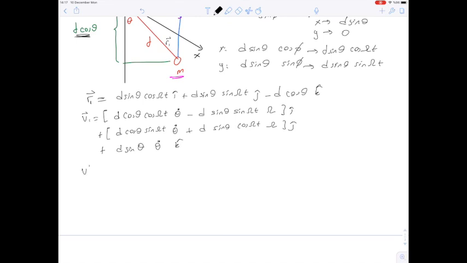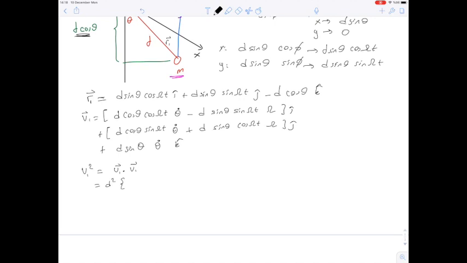Okay. And to calculate the kinetic energy, I will need v squared, which is v1 inner product with itself. So let's just take the inner product. Everything will be d squared. So I've got cos squared theta cosine squared omega t theta dot squared plus sine squared theta sine squared omega t omega squared minus cos theta cos omega t sine theta sine omega t omega theta dot. You might already be seeing some simplifications, but I'm going to keep all the components to show you these simplifications.